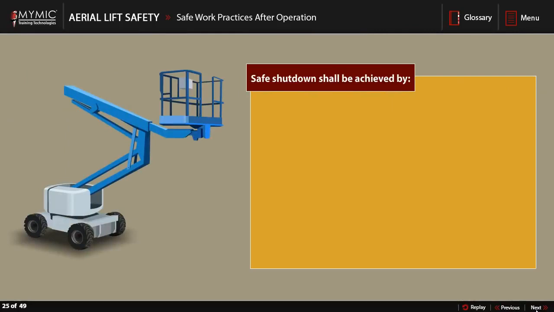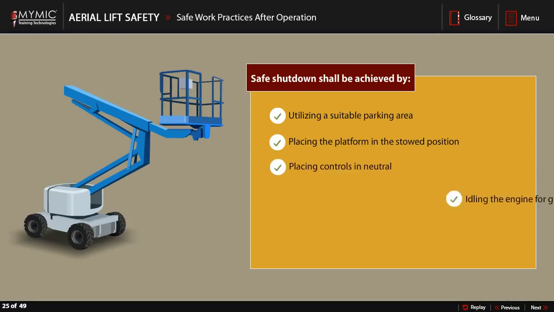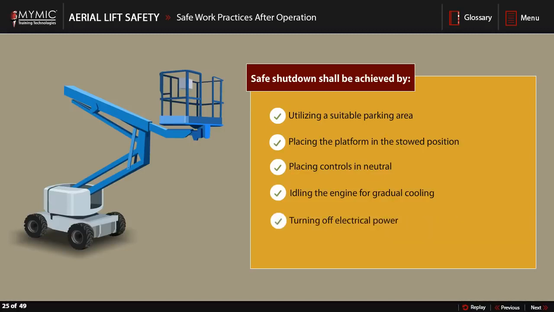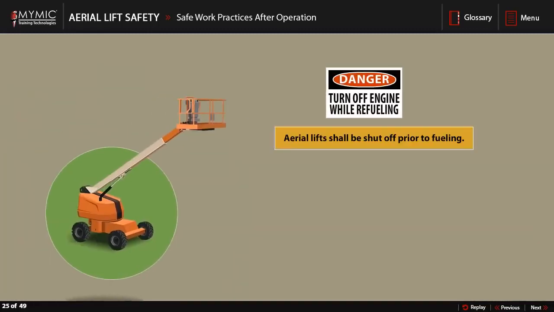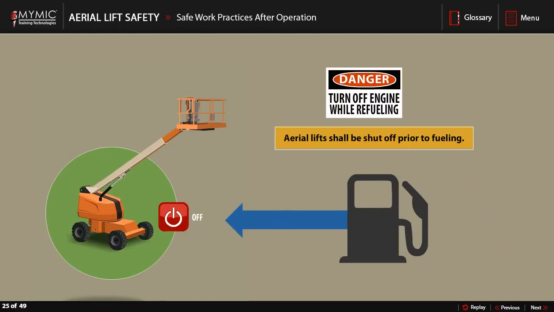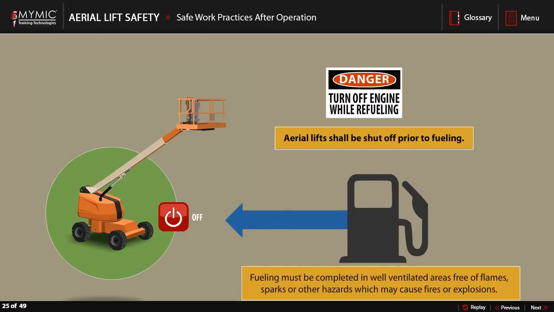Safe shutdown shall be achieved by utilizing a suitable parking area, placing the platform in the stowed position, placing controls in neutral, idling the engine for gradual cooling, turning off electrical power, and taking the necessary steps to prevent unauthorized use. Aerial lift shall be shut off prior to fueling. Fueling must be completed in well-ventilated areas free of flames, sparks, or other hazards which may cause fires or explosions.